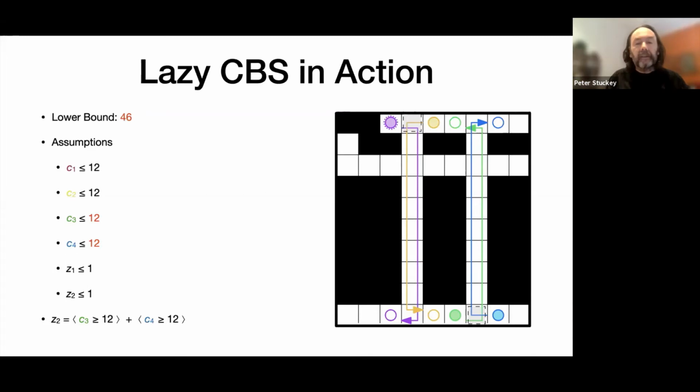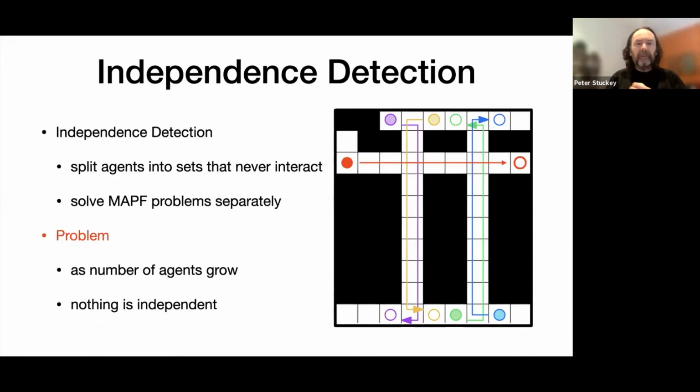Okay, so that's a lot of work. It's optimal. Seems like a lot of work, and you go, well, those were clearly independent. We could have just separated out the problems because they never went close to each other. And there is some work in CBS on doing independence detection. You can split agents into sets that never interact. And then you can solve the MAPF problem separately, that's good.